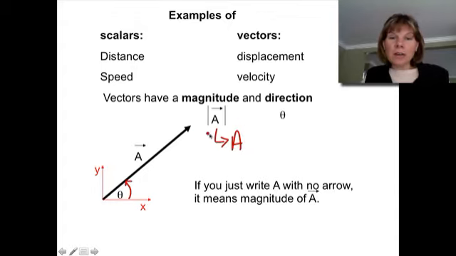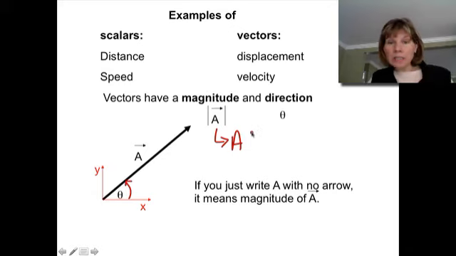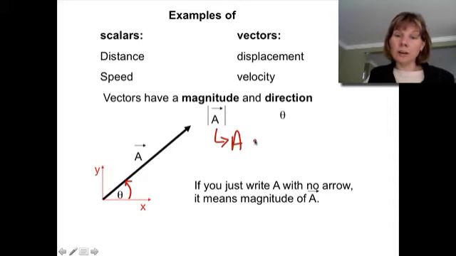I might start out in class using the arrow, but after a while this gets kind of tedious and really messy. So this does not mean that I just forgot to put the arrow. You have to be really, really meticulous. If you just write this, I'm going to assume that you mean this, not that, oops, you forgot the arrow over it.